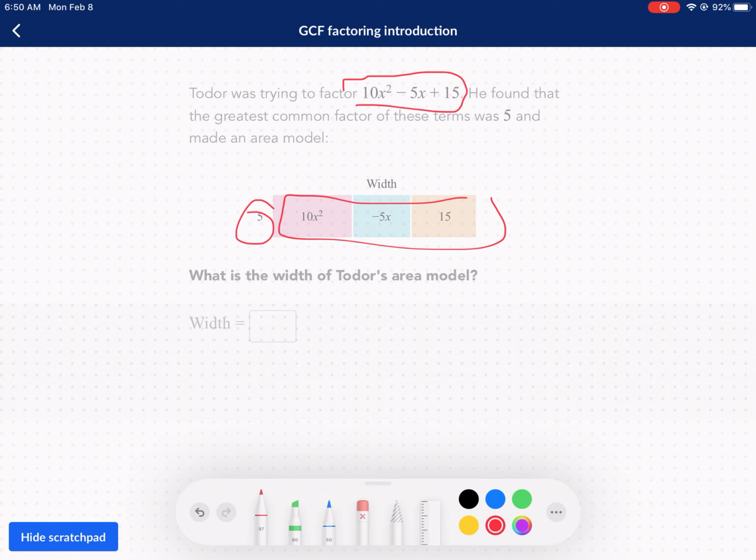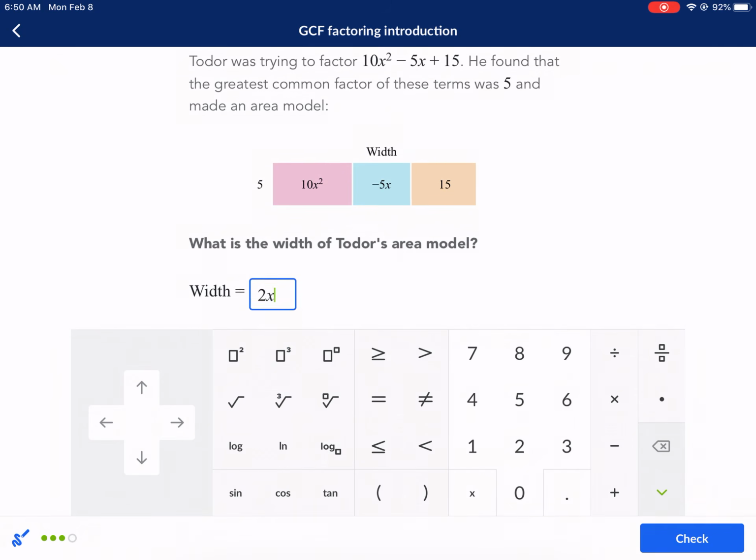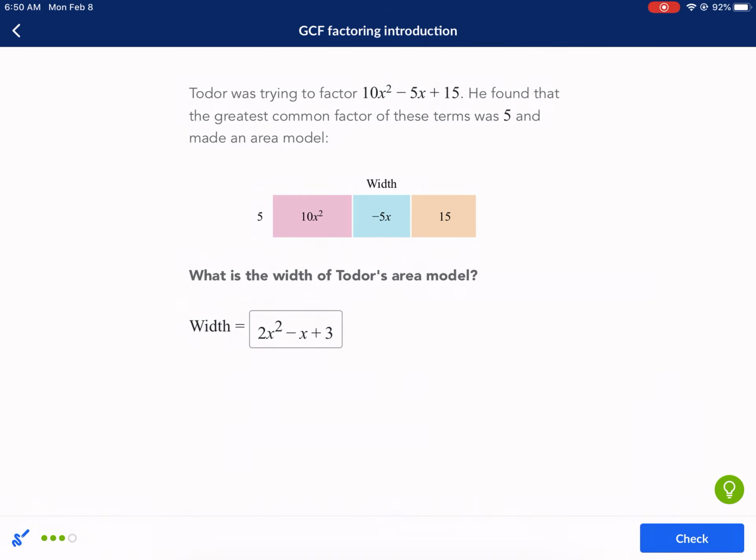So we're going to do 10x squared divided by 5, which gives us 2x squared. Negative 5x divided by 5 gives us negative 1x, or just negative x. And then 15 divided by 5 gives us positive 3. And that's all we have. We're not writing the 5. We're just writing the width, which is the big thing divided by the 5. So we're going to write 2x squared minus x plus 3, and that's going to be our final answer.